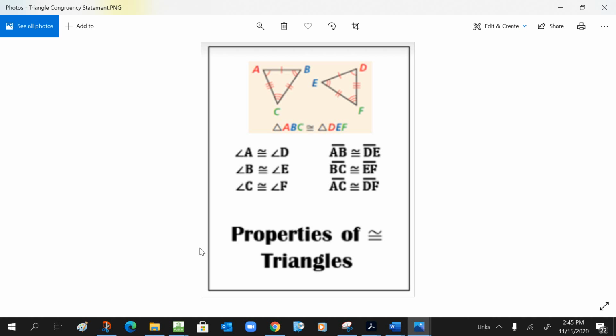BC is the same length as EF, and lastly segment AC is the exact same length as segment DF.